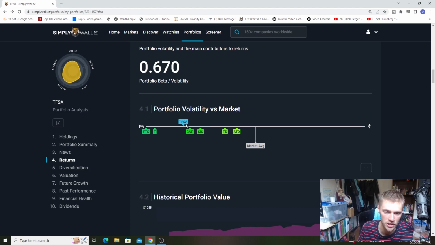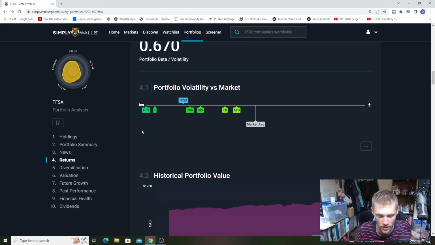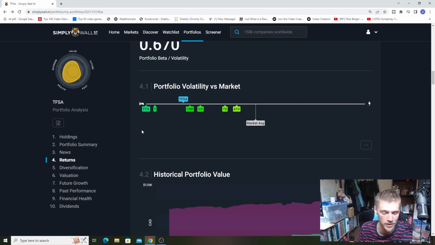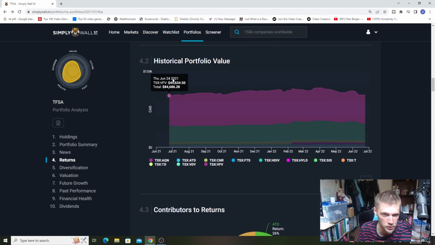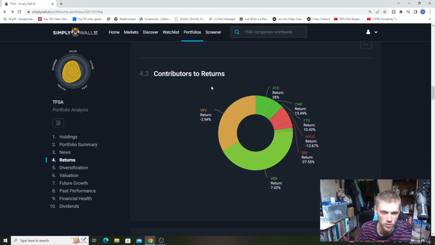And we can see here our TFSA is pretty low, with the market average being 1 right here. Most of the stocks we hold are pretty conservative stocks, meaning that they're not going to see big jumps up and down. So they're more long-term consistent stocks that are going to grow. We have some historical portfolio values. We have contributors to returns.